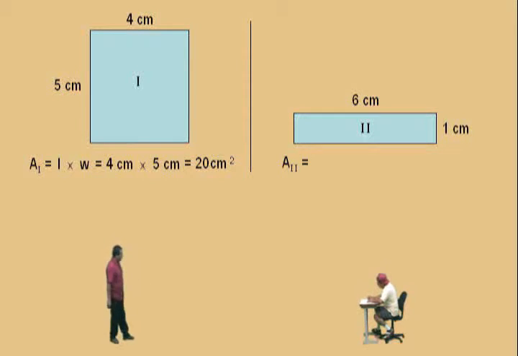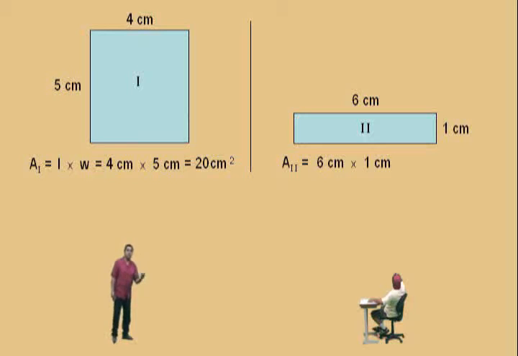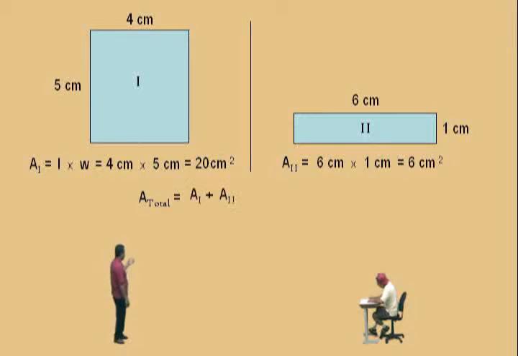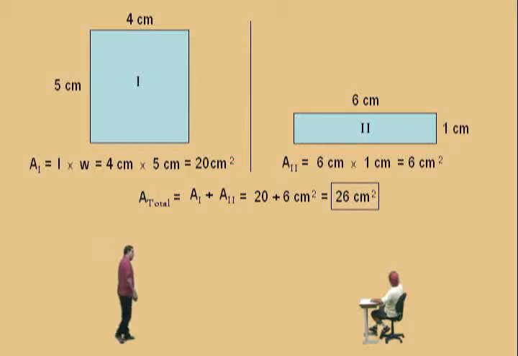Now, let's go to rectangle 2. Area 2 is 6 centimeters times 1 centimeter, or 1 centimeter times 6 centimeters. Okay, what's 6 times 1, Charlie? 6. 6. And how do you write centimeters times centimeters? Centimeters squared, that's right. And so to get our total area, we're going to sum up area 1 and area 2. So area 1 plus area 2 is 20 plus 6 centimeters squared, which gives us 26 centimeters squared. And there's our answer there. 26 centimeters squared. Very nice there, Charlie.